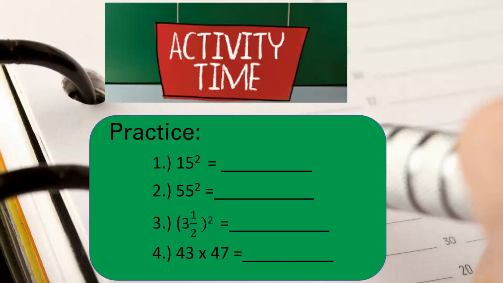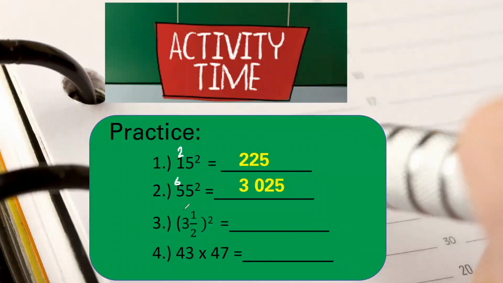So find the product of the following. Number 1, 15 squared. Again, what is next to 1? So 1 plus 1 becomes 2. So we just multiply 2 times 1 and 5 times 5. So 2 times 1 is 2. 5 times 5 is 25. So 225. Next, 55 squared. So 55 squared, we just add 1 to 5. Becomes 6. 6 times 5 is 30. Then 5 times 5 is 25. So we have 3,025.